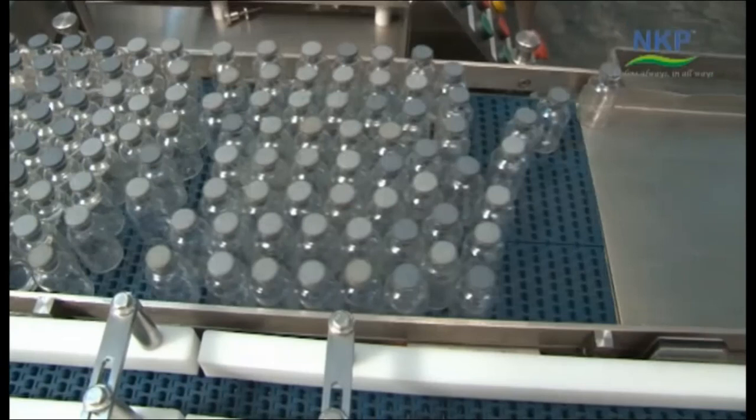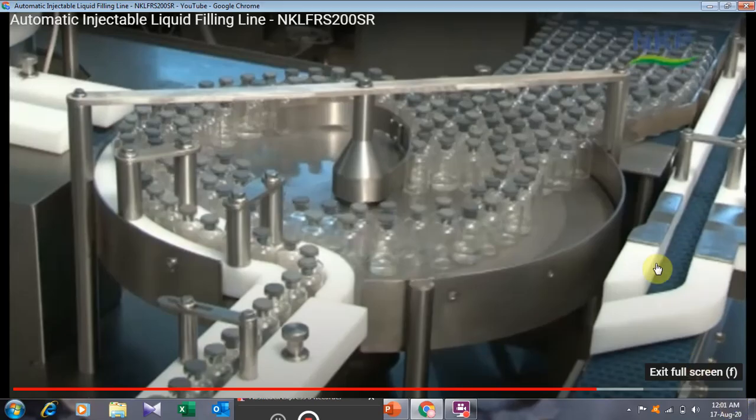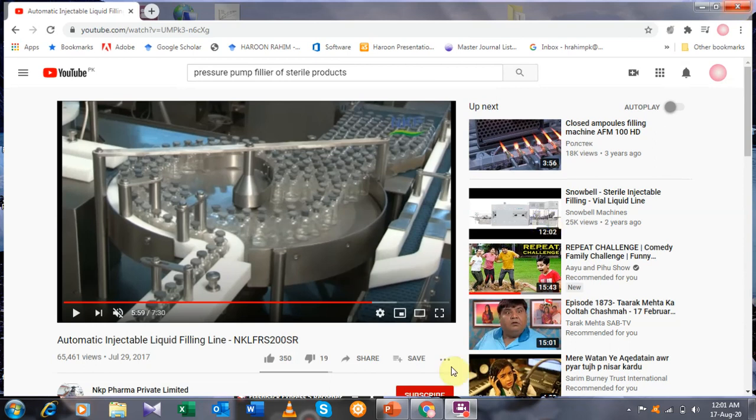These are the vials which are localized. This is a short description of the automatic injectable liquid filling line.